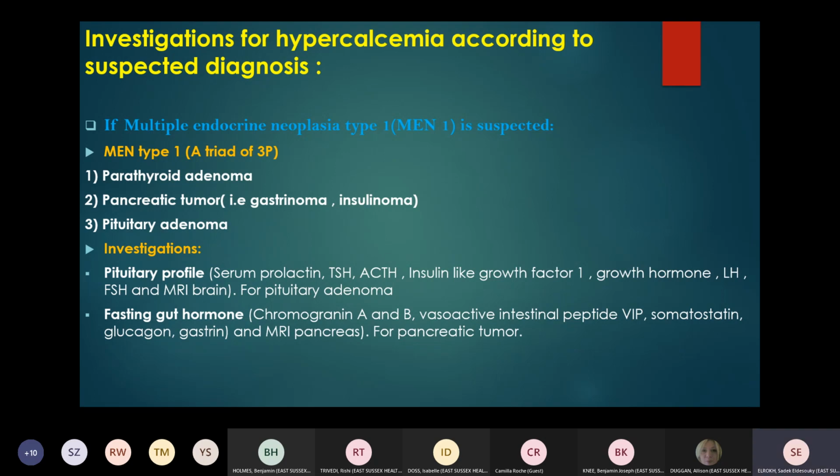So again, MEN type 1, including the 3 Ps: parathyroid adenoma, pancreatic tumor, and pituitary adenoma.